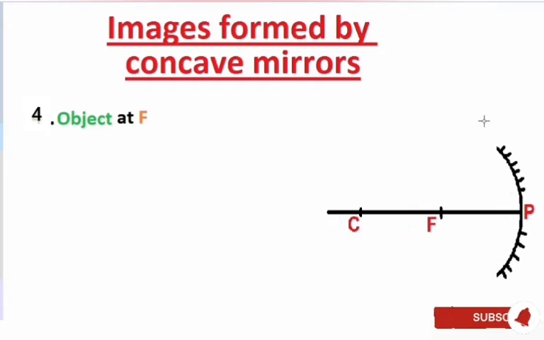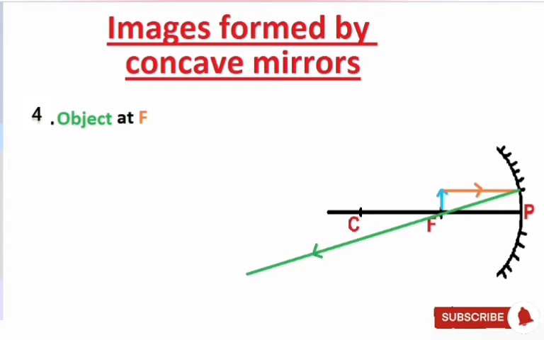Next, object placed at F. So if I place my object at F, indicate with my arrows, I'll draw a ray parallel to the principal axis. A ray parallel to the principal axis will always be reflected through F. So this is my reflected ray through F. So I indicate with my arrows the direction of the rays.